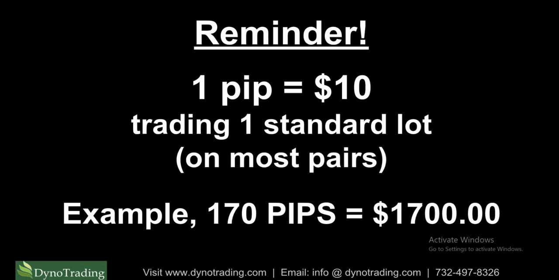But typically, I want to make it clear that if you're trading a standard lot, which, by the way, is what most professional traders trade, one standard lot or more, on most pairs, one pip is the equivalent of $10 American dollars in profit. So as an example, 170 pips, $1,700. 90 pips, $900. 250 pips, $2,500. So that is the general pip calculation on how pips translate to profit.